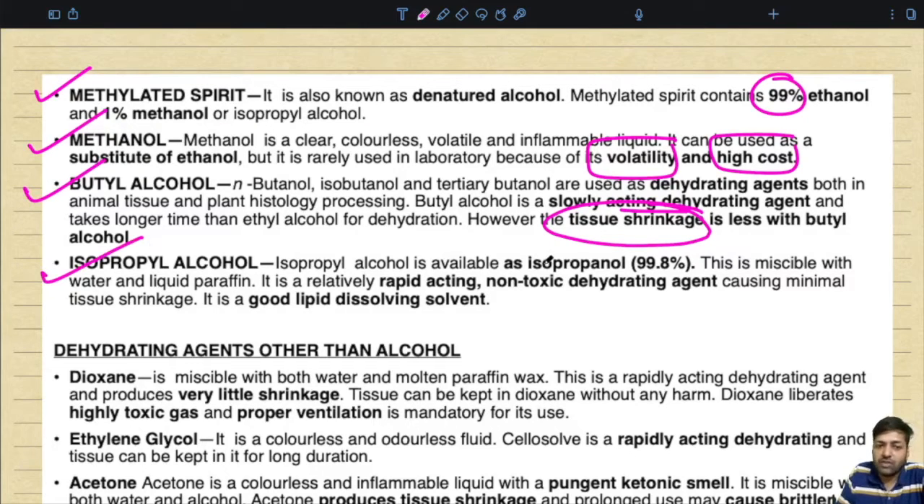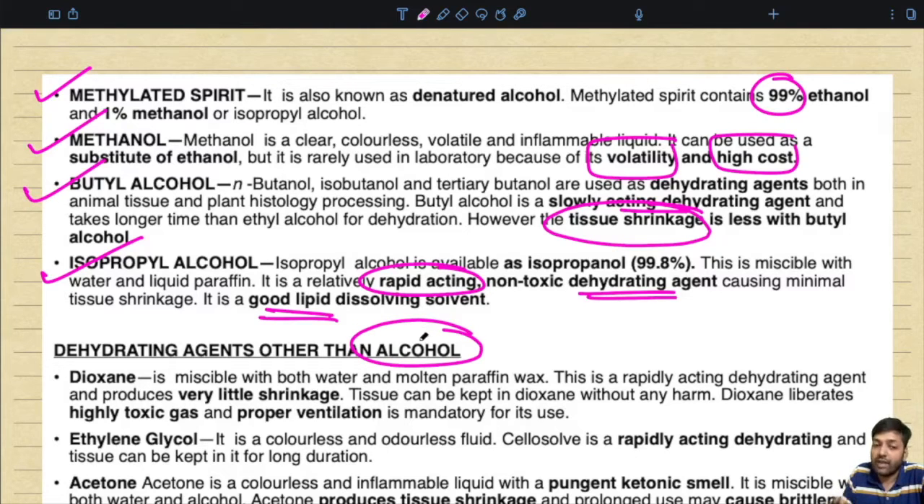Isopropyl alcohol, if you see, is available as isopropanol. It is again miscible with water as well as liquid paraffin. So it is very suitable. It is a relatively rapid acting, non-toxic dehydrating agent causing minimal tissue shrinkage, and it is also a good lipid dissolving agent.